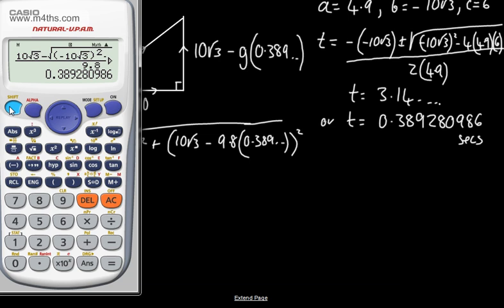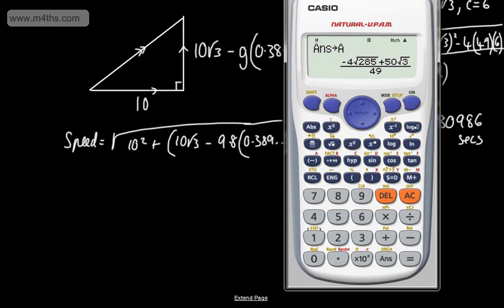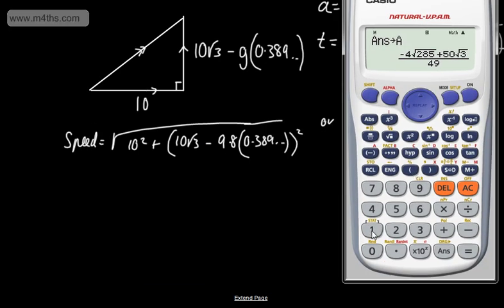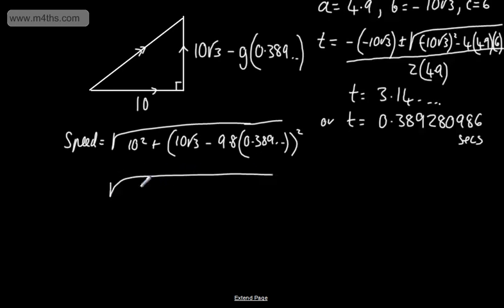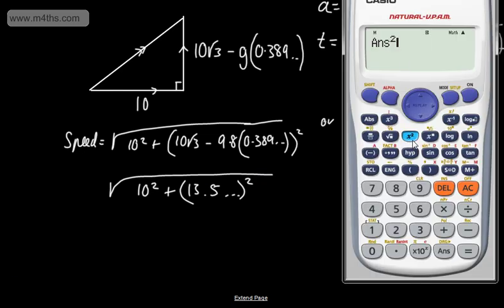So let's go ahead and calculate that, and we'll put it into the calculator. So what I'm going to do is just store this, shift store A. So what we have here, we've got 10 root 3. So this is what we call an exact value, so 10 root 3. And then we're going to have minus 9.8 lots of this value which I've stored of A, and that's going to give us 13.5 and so on and so forth. So we're going to have the square root of 10 squared plus 13.5... which we're going to square. So just checking that, 13.5. So if I square that and add it to 100, that's going to give me now 282.4.